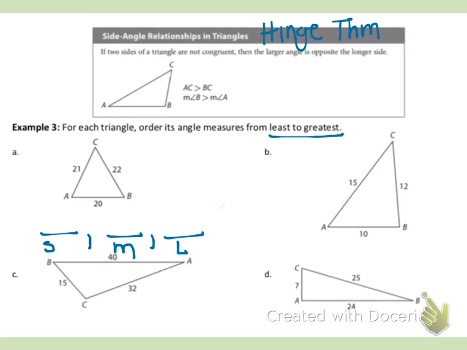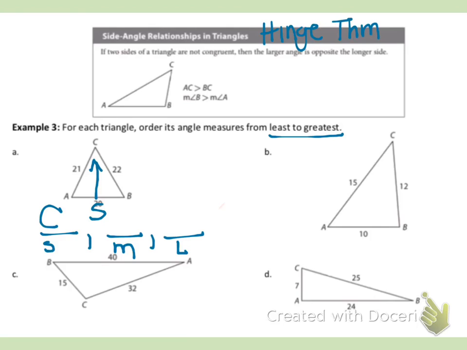Now these angles all look really close, and the reason is how close the side lengths are. The side lengths are only about 1 apart, so of course the angles are going to be really close in measure. So how do we know which one is the smallest? The easiest thing to do is to order the sides first. The smallest side is this one, right? And if that's the smallest side, then across from it is the smallest angle. So the smallest angle would be C.